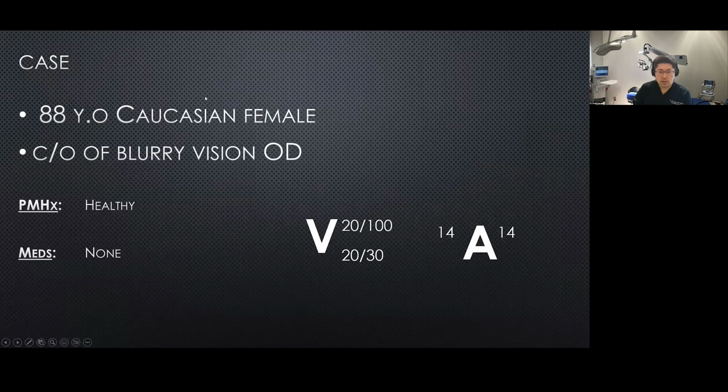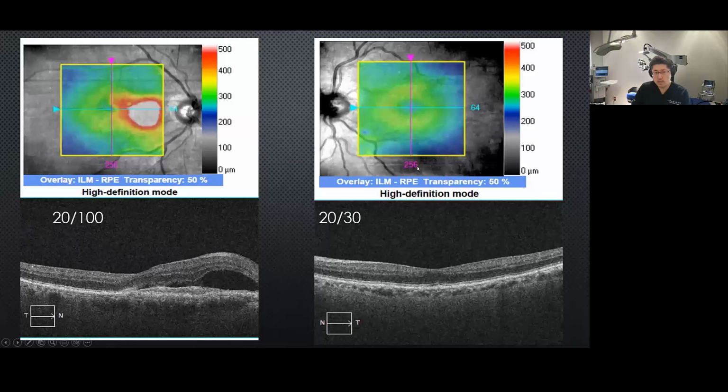An 88-year-old Caucasian female presents with increased blurry vision on the right side, with 20/100 vision. On OCT, we see that in the right eye there is subretinal fluid in the region of the papillomacular bundle, the same on the retinal thickness map, and associated with subretinal hyperreflective material.